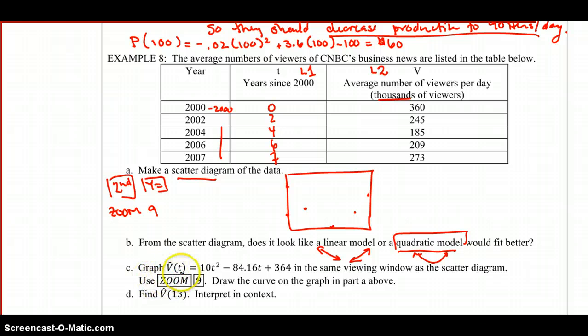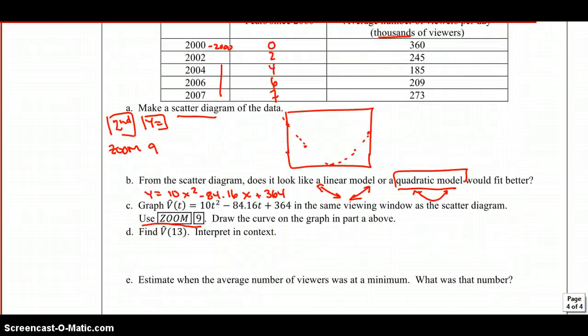So now we're asked to graph this given equation. So we're going to push y equals, and we're going to enter 10x squared minus 84.16x plus 364. And again, we're going to use zoom 9 so that it puts it right on top of, we'll see, right on top of, and it fits those points in our scatter plot really, really well.